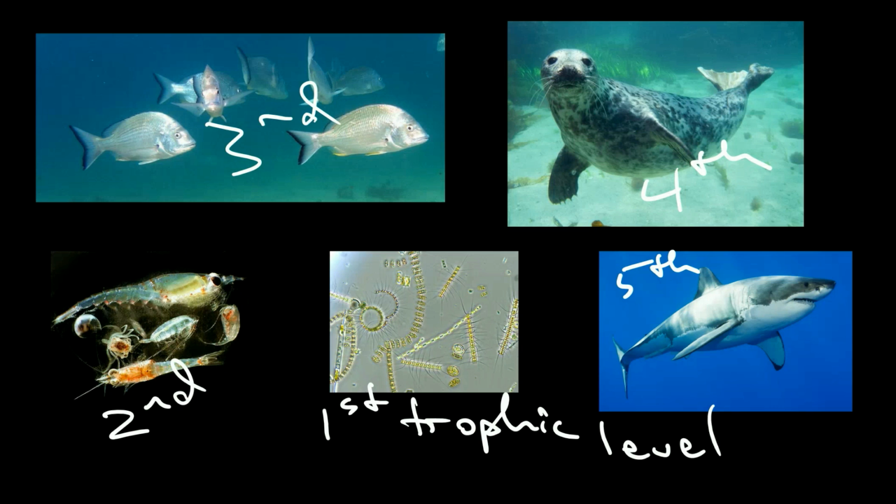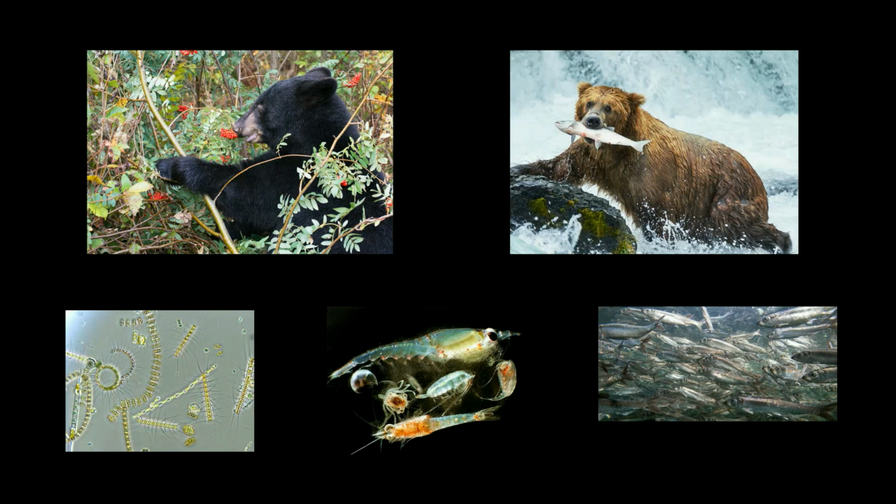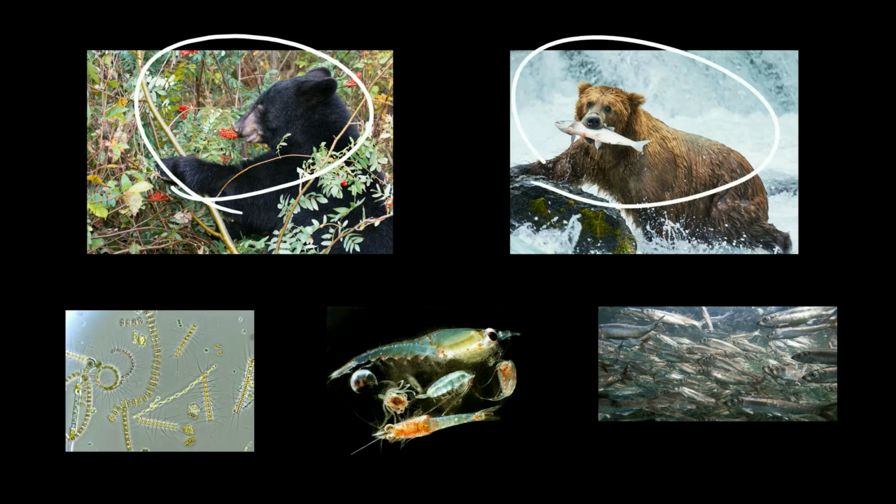Now, another thing is that some organisms' position in the food chain can vary as their diet differs, right? So let's have an example of a bear. In the upper left photo, we've got a bear eating berries. Well, the berry is a producer, right? It's the plant, which makes the bear a herbivore. It's eating the plant. But on the right, the bear's eating a salmon, which makes it a carnivore. So we've got a bear being a herbivore and a bear being a carnivore.